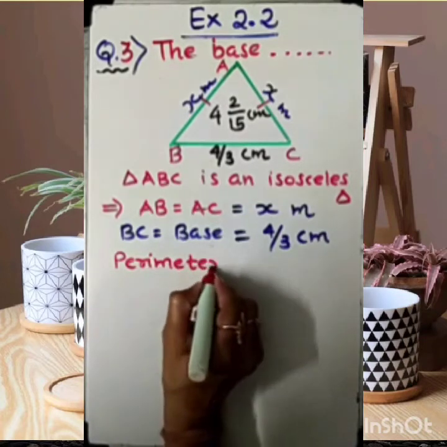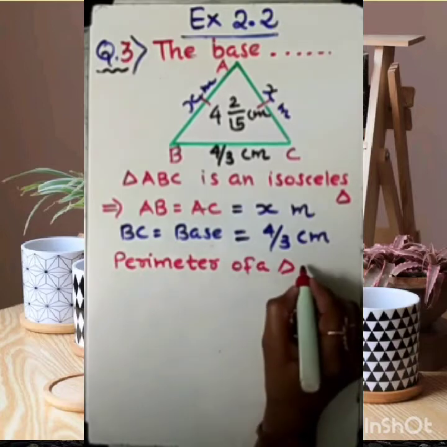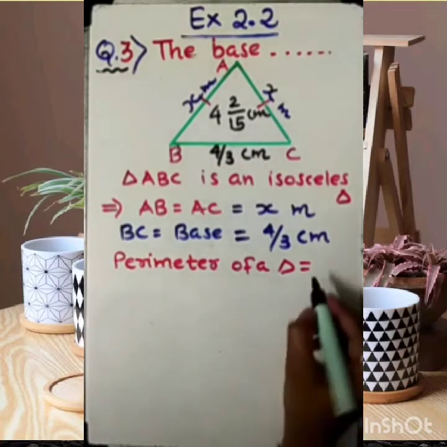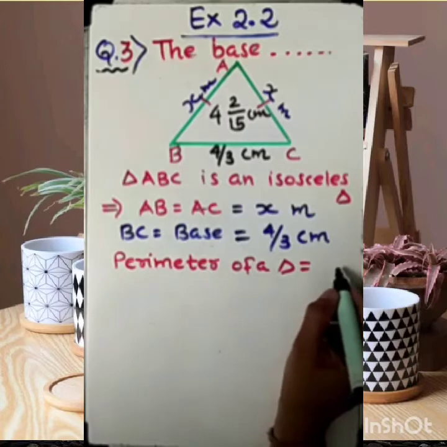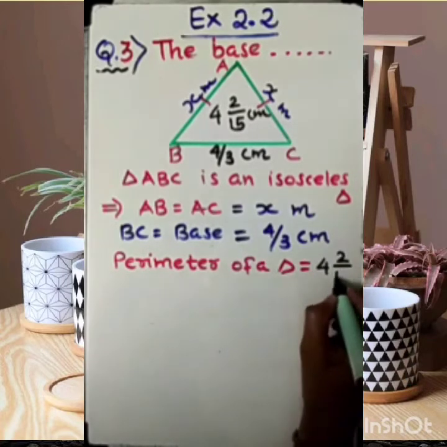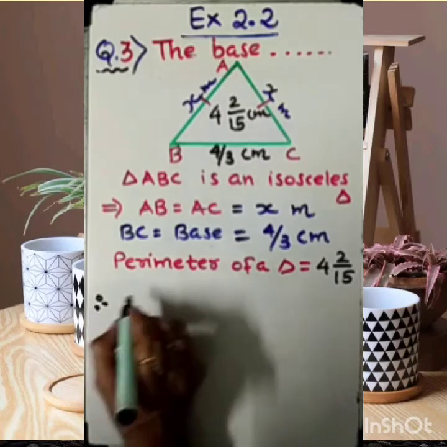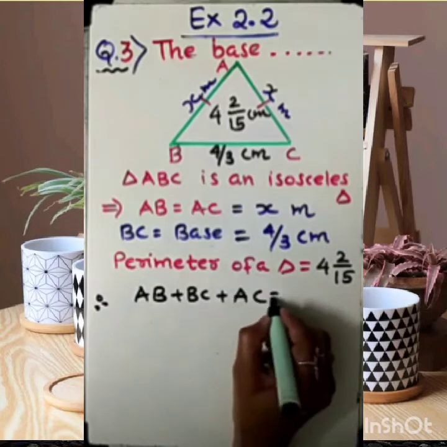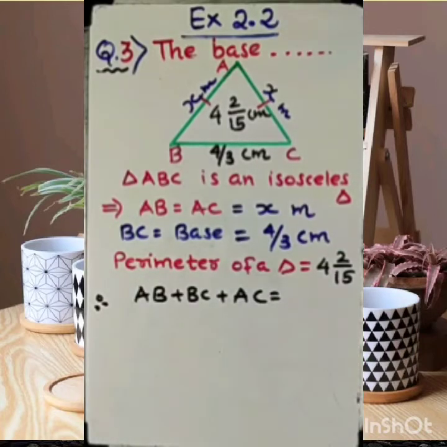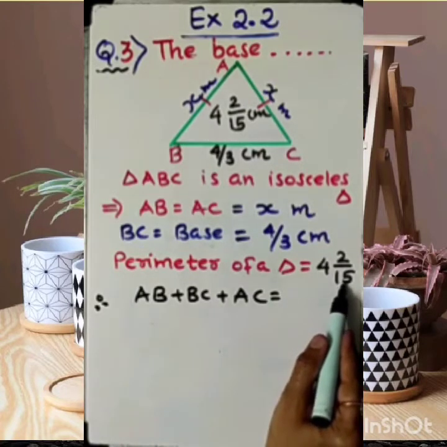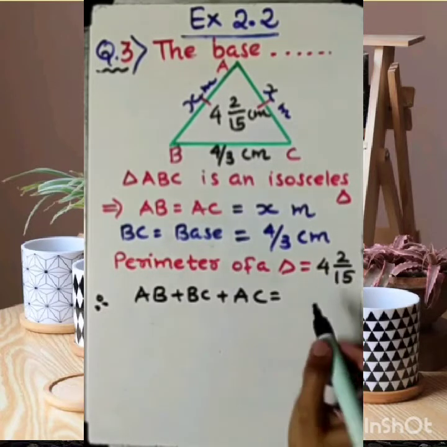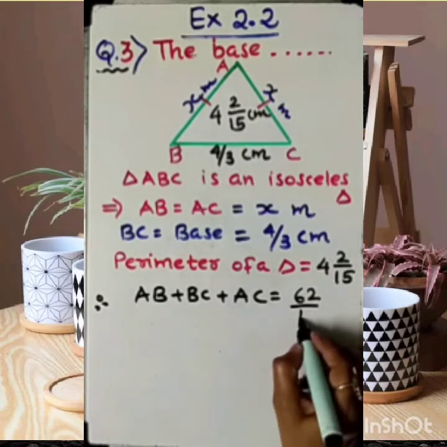Perimeter of a triangle, as we know, that is, what we are given, that is the sum of all three sides. Okay, perimeter of a triangle, that is sum of all three sides, that is 4 2 by 50 centimeter. Therefore sum of three sides means AB plus BC plus AC, that is equal to, let's convert this mixed fraction into improper fraction. As you know how to do that, 15 into 4, 60. 60 plus 2 is 62 upon 50.